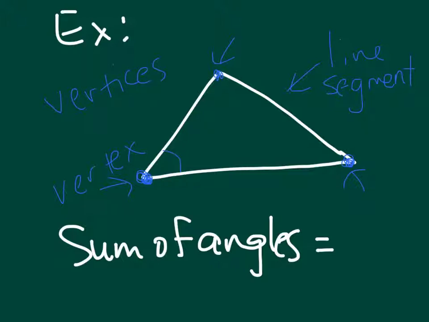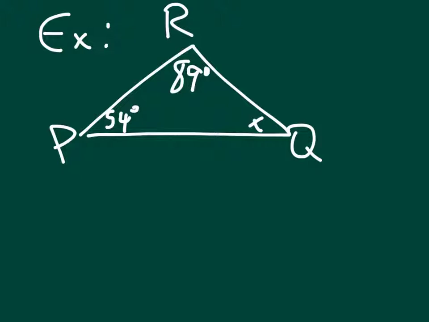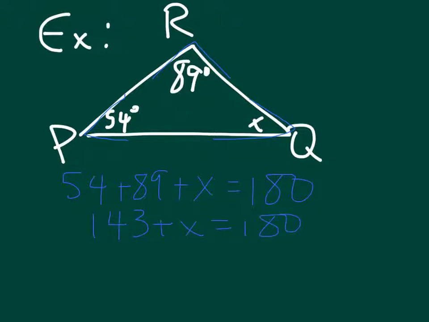Then a triangle also has three different angle measures, right? We have an angle here, an angle here, and an angle here that's made from the line segments. The sum of all three of those, when I add them together, is 180 degrees. That allows me, if I have a triangle with one missing angle and I know the other two, to find it. This angle measures 54, this angle measures 89, and I need to know what this angle is. So 54 plus 89 plus x equals 180. I add the 54 and the 89 together and get 143 plus x equals 180. Subtract the 143 from both sides, and x equals 37 degrees.